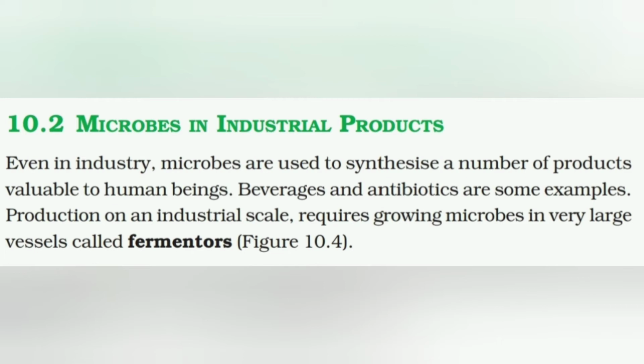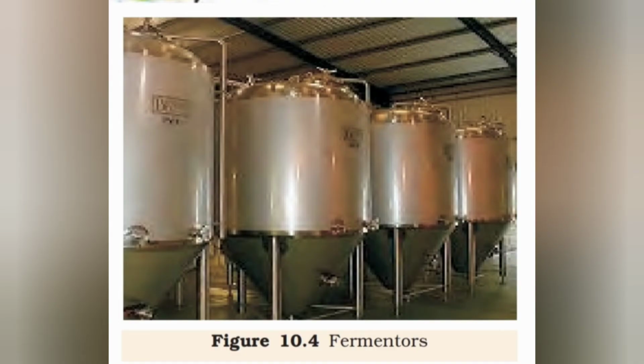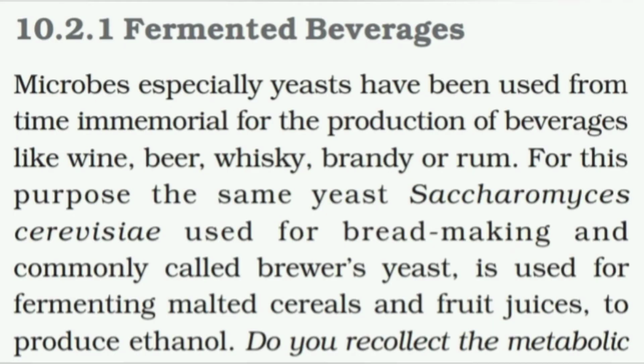Production on an industrial scale requires growing microbes in a very large vessel called a fermenter. Let us have a look at how the fermenter looks. Here are the big vessels that are known as fermenters in which microbes are grown.